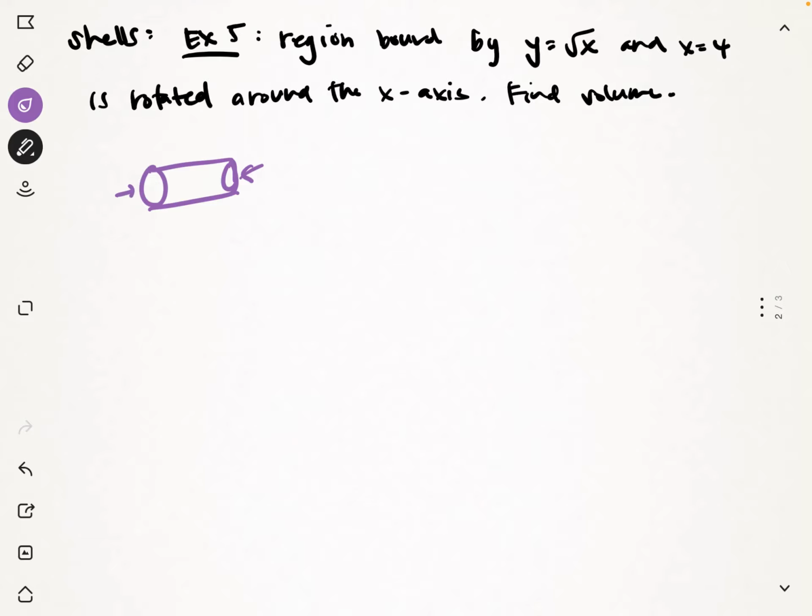So for these ones, if we unfolded this wrapper, it would be a rectangle. The top would be the circumference, and we know that the circumference is 2 pi r. And then the height of this would be, well, we'll talk about the height when we draw this out. So it says the region bound by y equals square root x and x equals 4 is rotated around the x-axis. Find the volume.